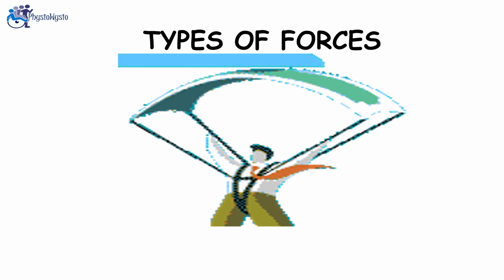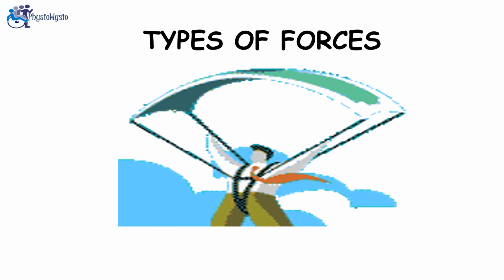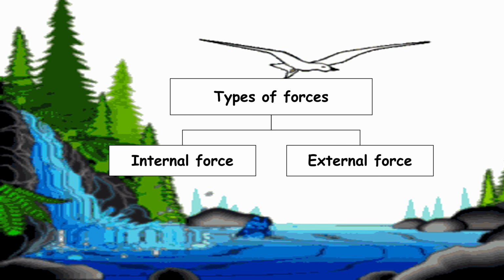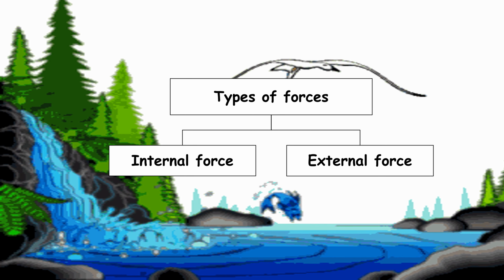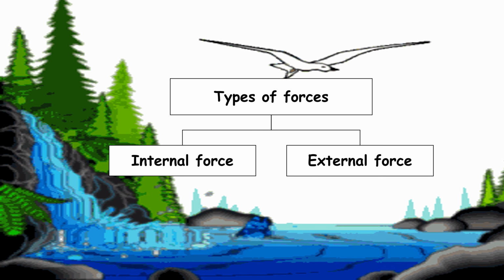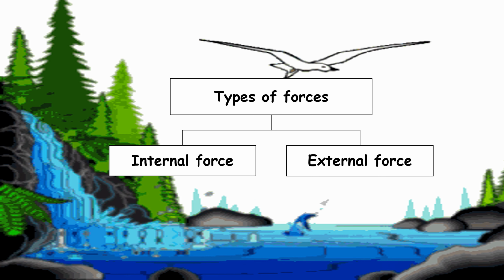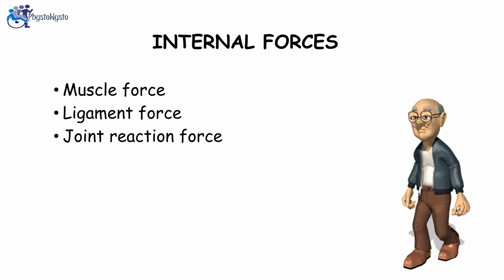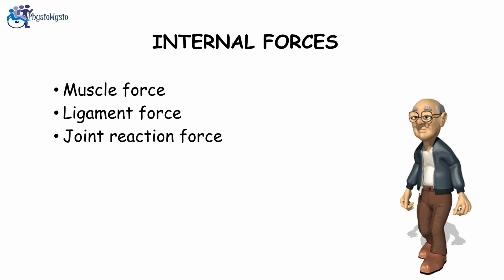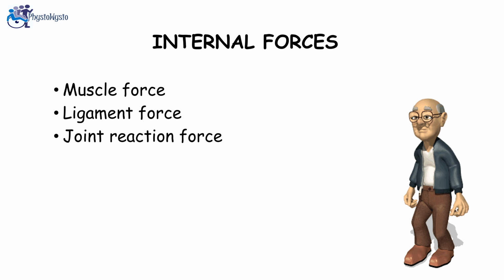There are various types of forces, but in this video, we're going to learn about the forces which act upon a human body. There are two types of forces acting upon a body. Number one is internal force, which acts from inside the body. The second is external force, which is an outside force acting upon the body. The forces acting internally include muscle force, which is produced by muscle contraction; ligament force, produced by ligament pull when the ligament is stretched; and joint reaction force, which exists between the articular surfaces of a joint.